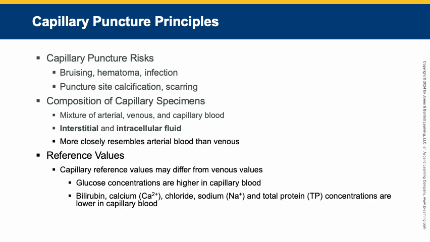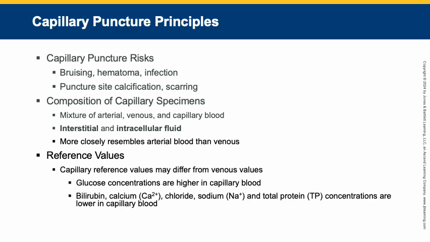Because arterial blood enters the capillaries under greater pressure than the venous pressure, capillary blood contains a higher portion of arterial blood than venous blood. Consequently, capillary blood more closely resembles arterial blood than venous blood in composition. This is especially true if the area has been warmed, because warming increases arterial flow into that area.